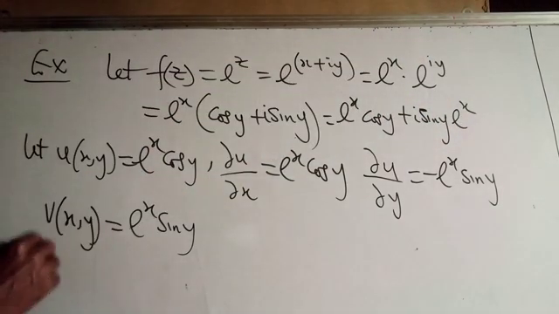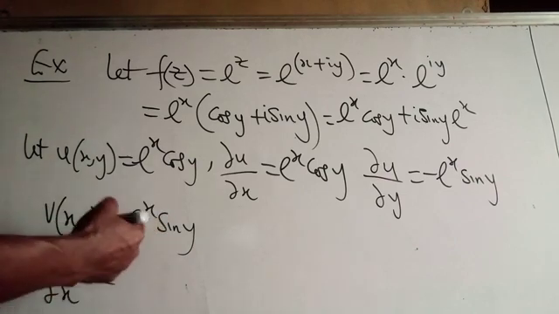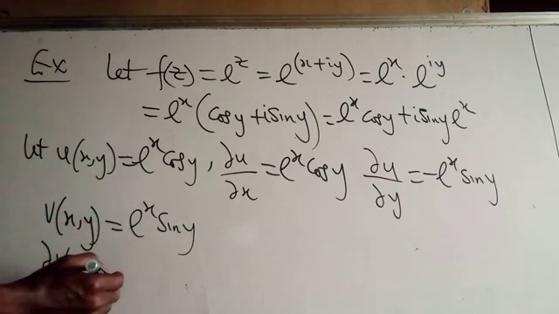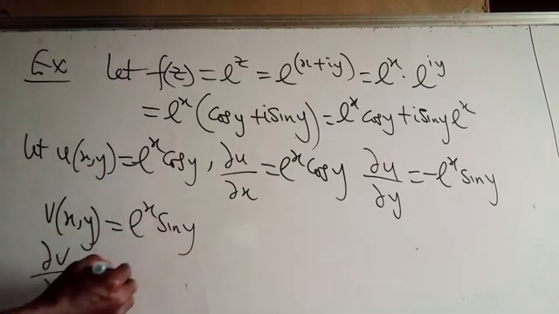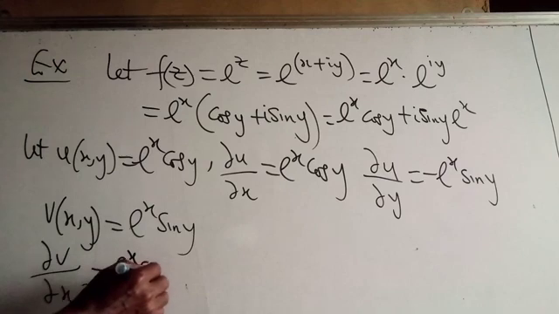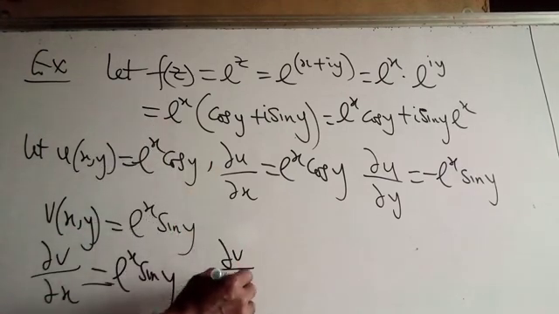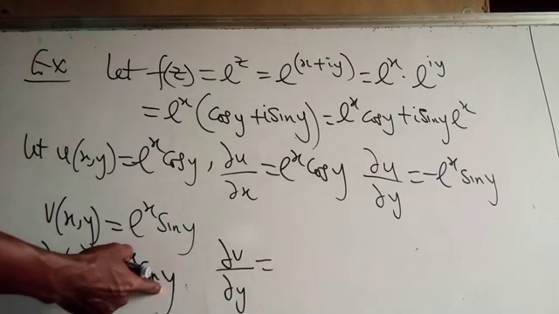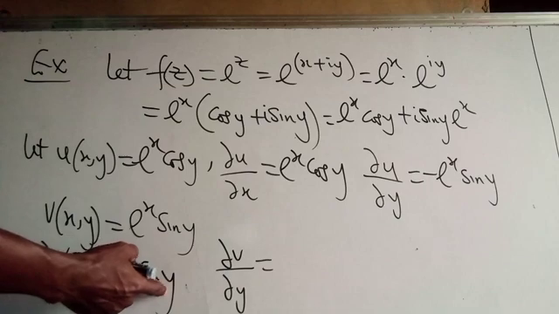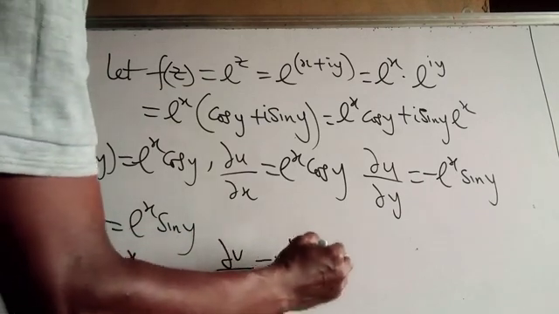So now the partial derivative of v with respect to x here is the same thing as what? Exponential x, because you are differentiating exponential x, and exponential x is still exponential x multiplied by the constant sine y: exponential x sine y. Then the partial derivative of v with respect to y, you are differentiating with respect to y now. So sine y will give you cos y multiplied by this exponential x: exponential x cos y.